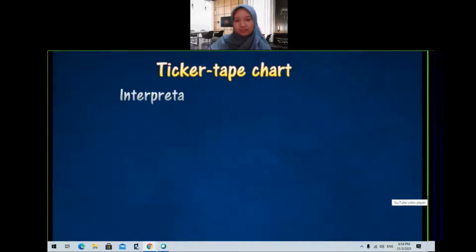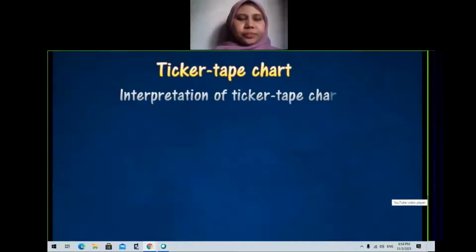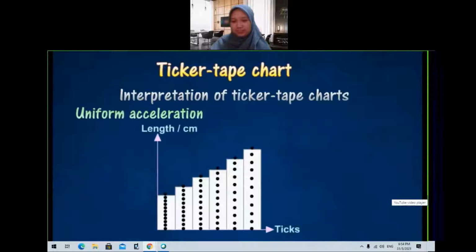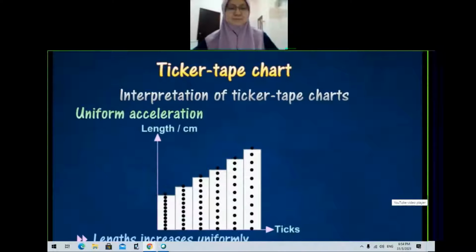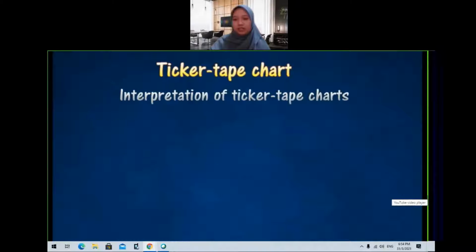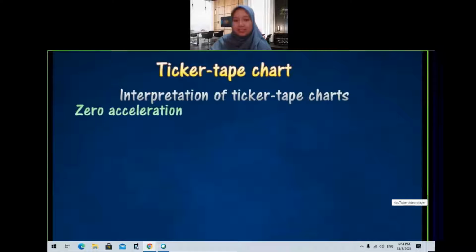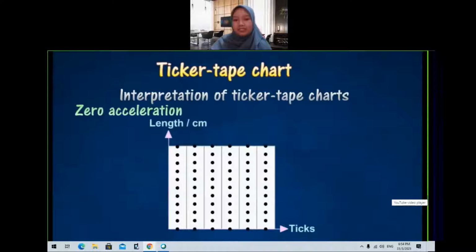The shape of the ticker tape chart shows how the velocity varies at successive time intervals. For example, the length of 10 ticks increases uniformly. This is motion with velocity that increases uniformly, that is, motion with uniform acceleration. In this example, it is motion with velocity that decreases uniformly, that is, motion with uniform deceleration. The ticker tape chart shows all the 10 tick lengths are of the same length. This means that it is motion with uniform velocity or zero acceleration.